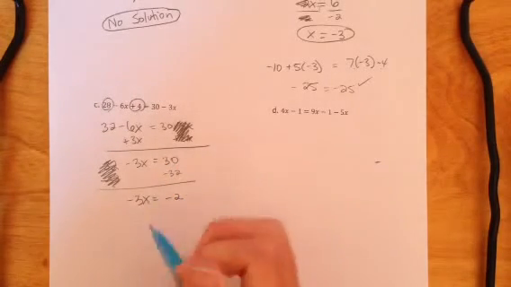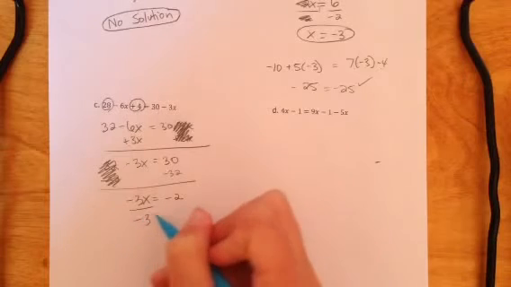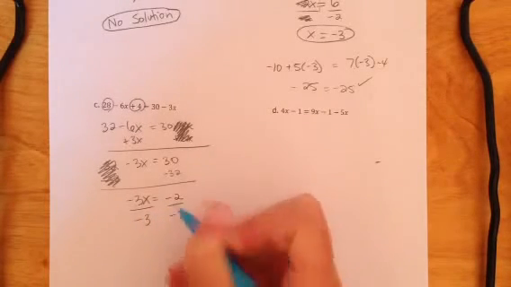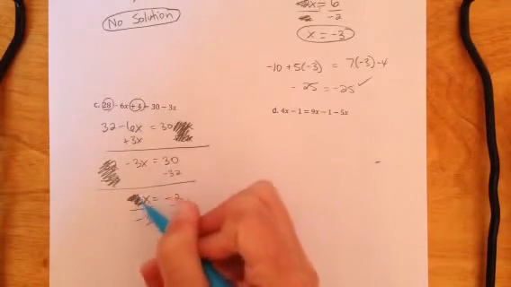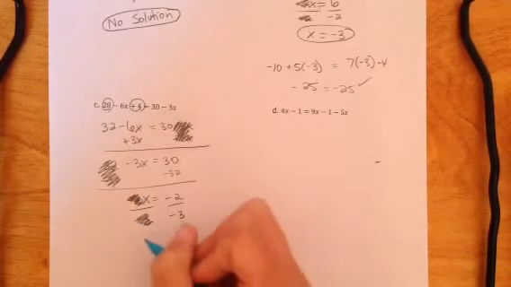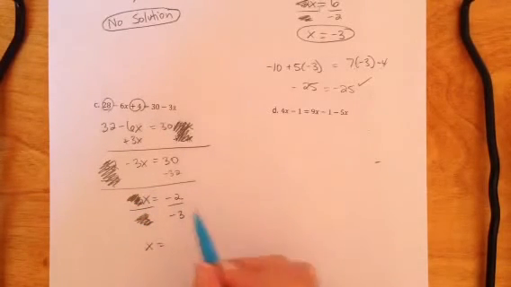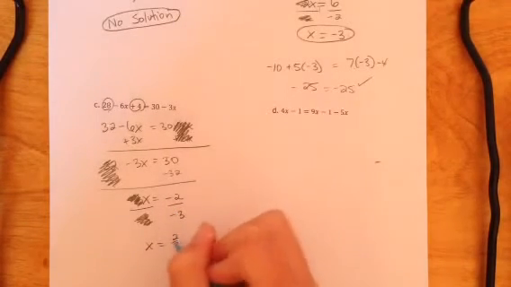So I want x by itself, so I need to divide by negative 3. Divide by negative 3, make sure it's negative. If there's a sign out there, you need the sign. So all I have left is x equals this negative divided by this negative, which makes it a positive 2/3.